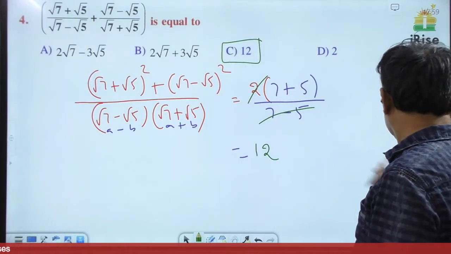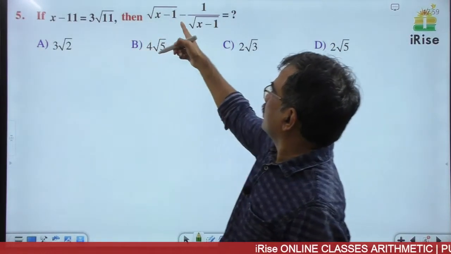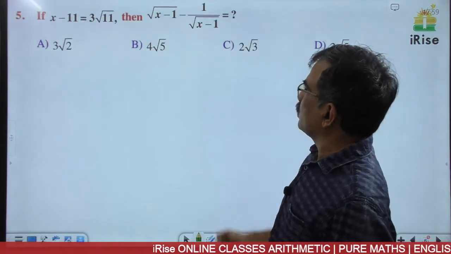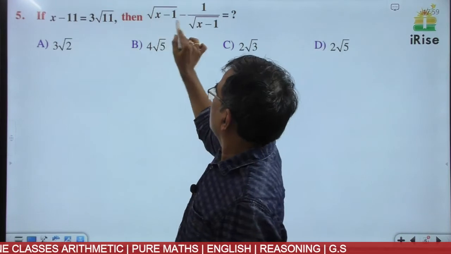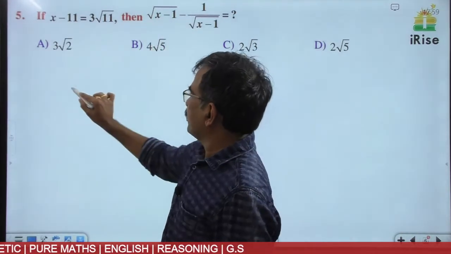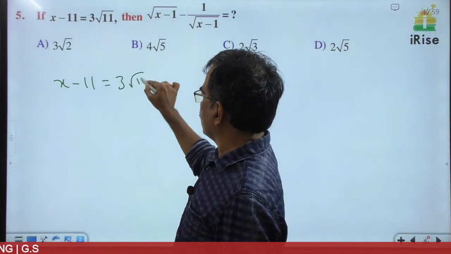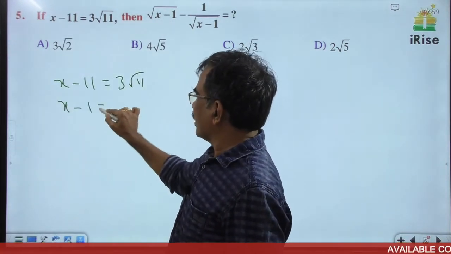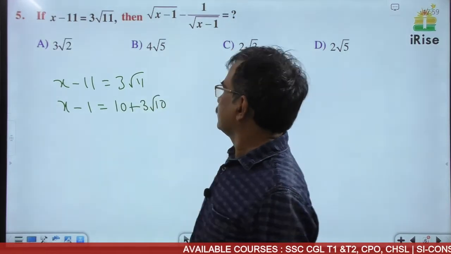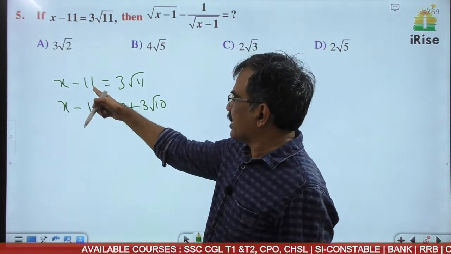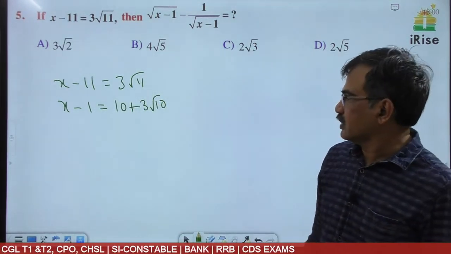Next, if x minus 11 is equal to 3 root 11, then root of x minus 1 minus 1 by root of x minus 1 is equal to how much? Here, to find root of x minus 1, first, x minus 11 is equal to 3 root 11, given. So x minus 1 is equal to 10 plus 3 root 11. Here, this is nothing but minus 1 minus 10. Minus 10 is transferred, we get 10 plus 3 root 11.